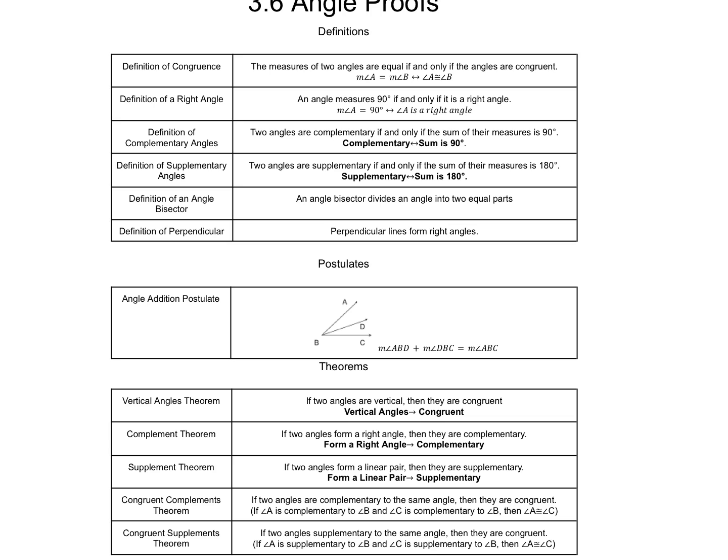So, the definition of a right angle. That is an angle that measures 90 degrees if and only if it is a right angle. So, if the measure of angle A is equal to 90 degrees, we can make the assumption that angle A is a right angle. And it works the other way too. If we're told that angle A is a right angle, then we can make the assumption that the measure of angle A is equal to 90 degrees.